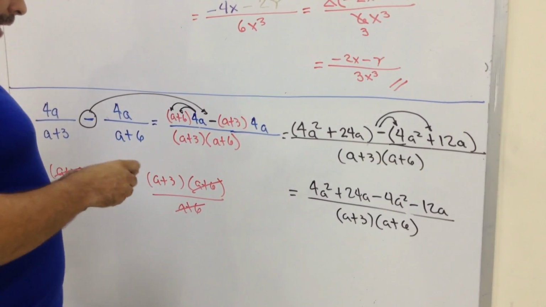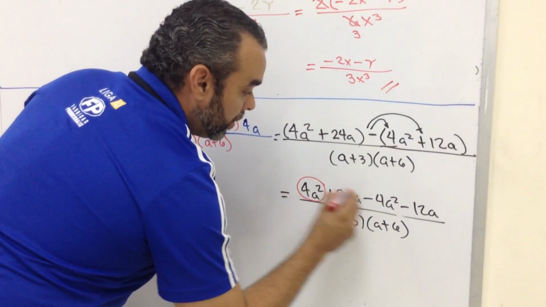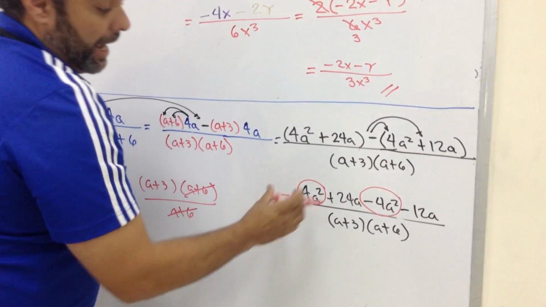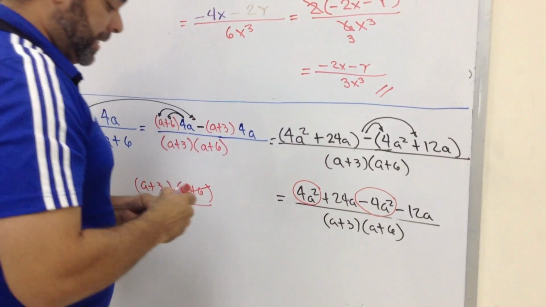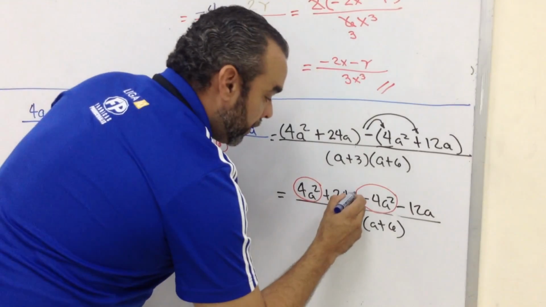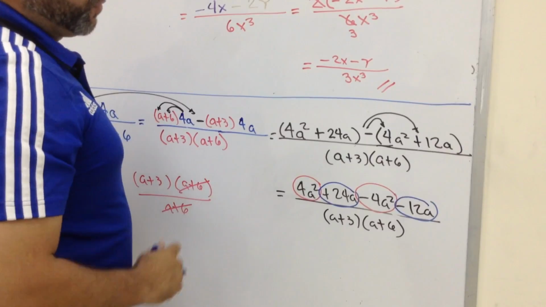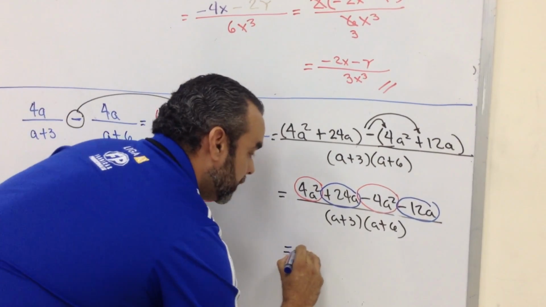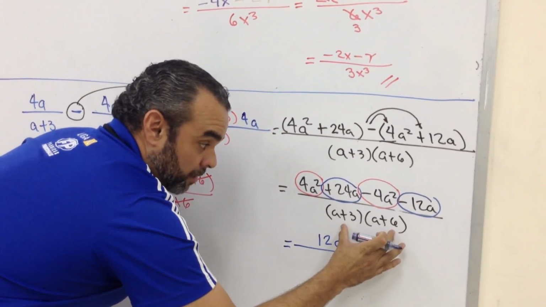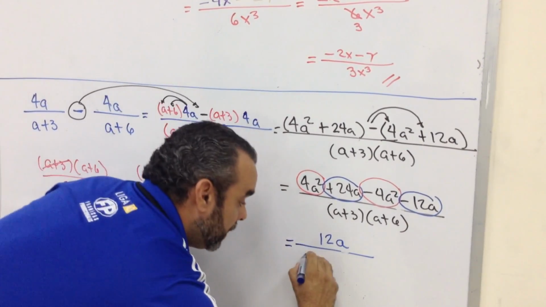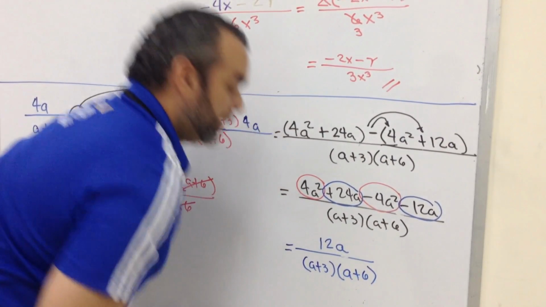Now, I'm going to add and subtract the ones that are exactly the same. A to the square with negative a to the square. And 4a to the square minus 4a to the square is 0. And now I'm going to do exactly the same with positive 24a and negative 12a. And that's going to be 12a. And my denominator, in this case, it's going to be a plus 3 times a plus 6.